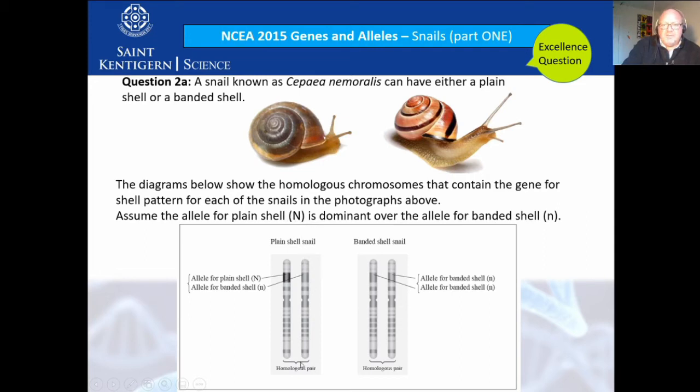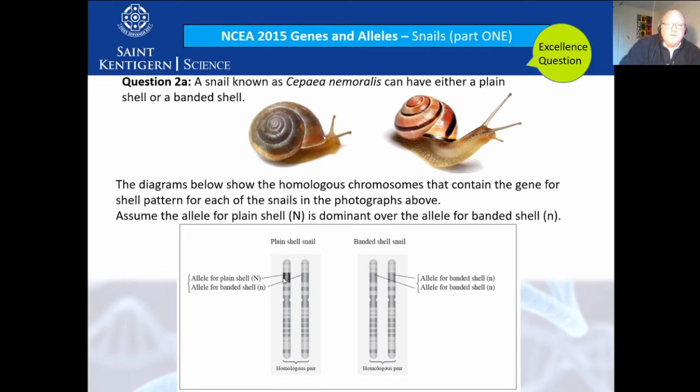So when you look at a homologous pair of chromosomes, one is from the mom and one from the dad, but they contain exactly the same genes. Okay, so you need to know what a homologous pair is. So the homologous pair in this case, one was from the mom, one was from the dad, and as you can see there, there is the gene for shell, okay? And then the allele for the plain shell is dominant, and you can see that this snail has both the dominant and the recessive alleles.